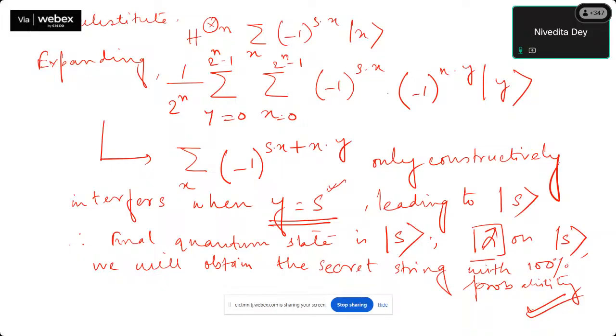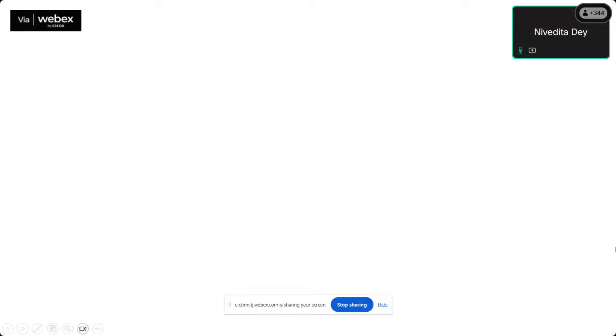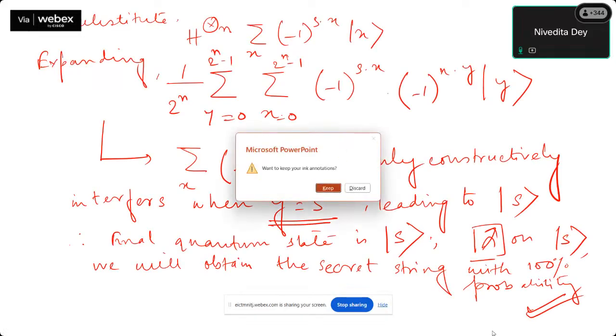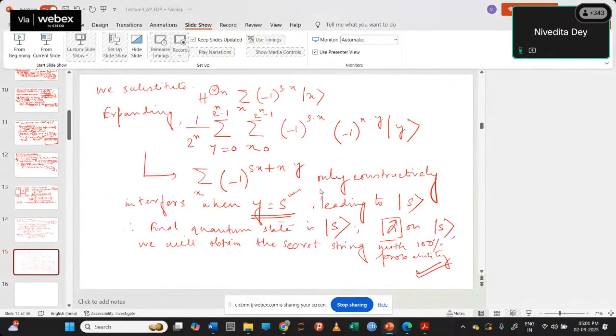This is the mathematics of Bernstein-Vazirani, but I can definitely understand that it can be a little problematic for all of you to find it very easy. And the reason, trust me, is only because we are taking only the generic terms.